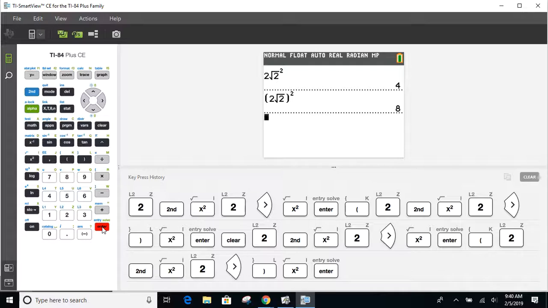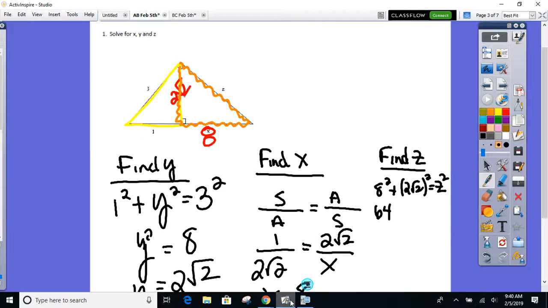What's the calculator doing on this first one? Just squaring radical 2. What do I need to square? 2 radical 2. So I'm trying to show you if that happens in the future, better put that bad boy in parentheses, because the 4 is not the answer I need. It's 8 because I'm squaring the entire thing. So plus 8 equals z squared. Whole thing goes in parentheses. So I get 72.